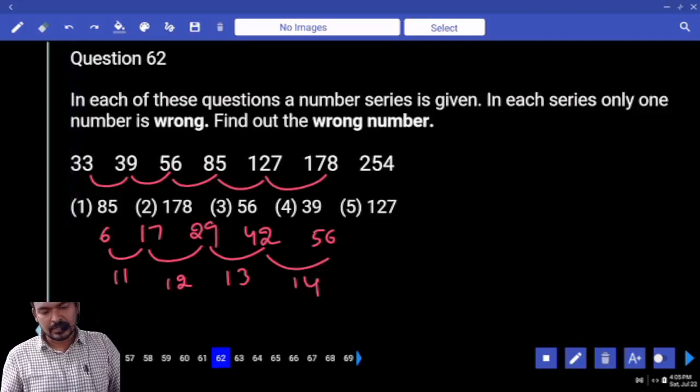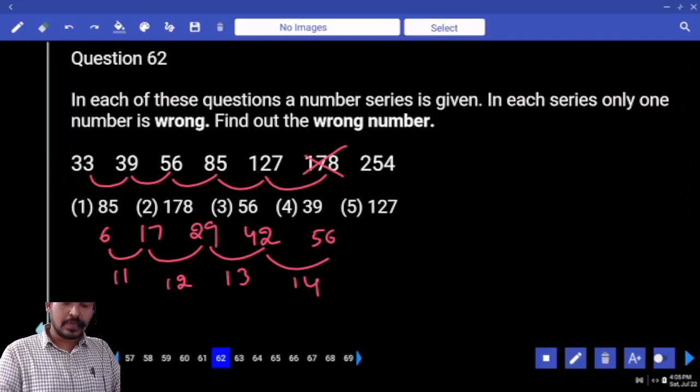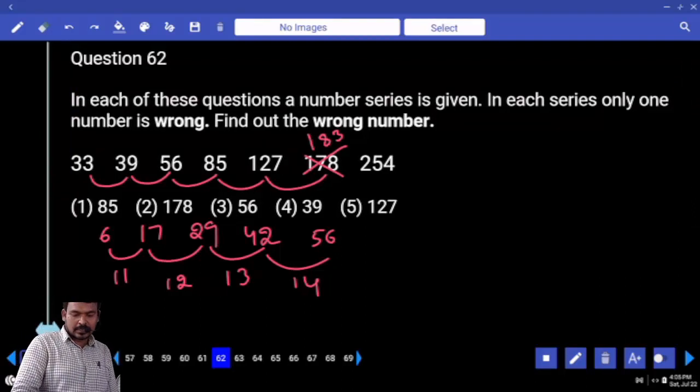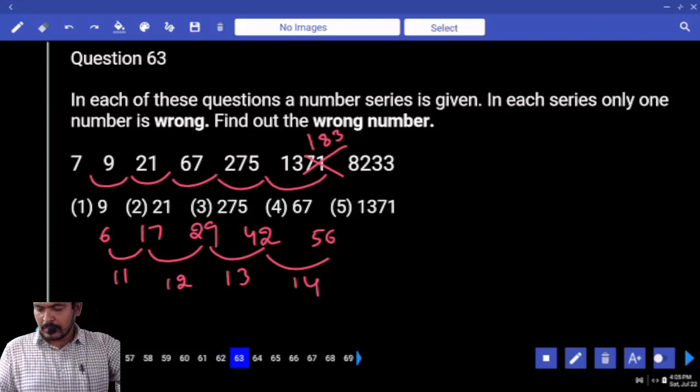127 plus 56 is 183. But here the value is 178. What is the wrong number? 178.